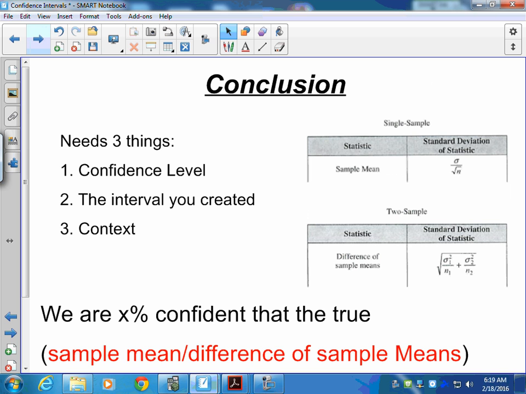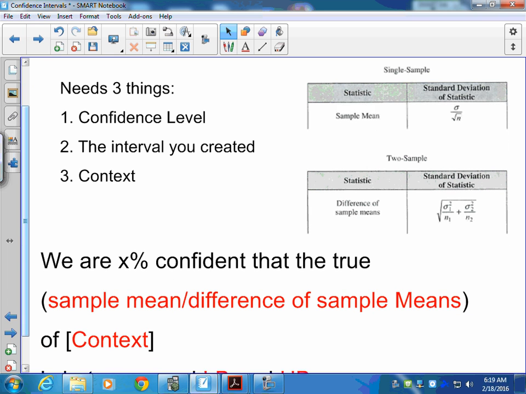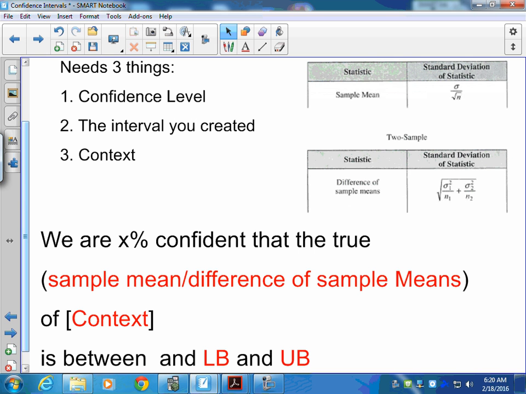And then finally, once we've done our calculations, then we move on to the conclusion. Our conclusion needs 3 things. Your confidence level, that's going to be stated in the problem, or you pick your own. The interval you created, and the context. Okay, now the important part about the context is use the terminology from your formula sheet. Talk about the sample means or the difference of sample means.